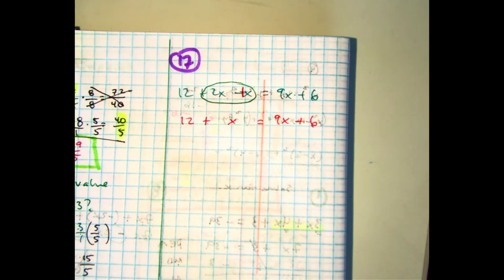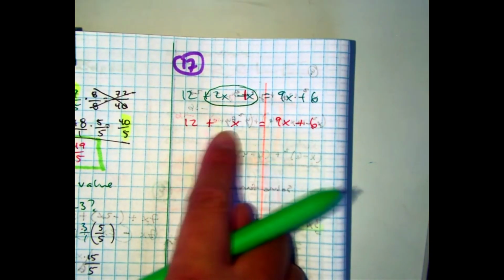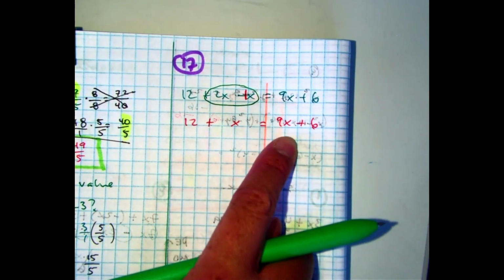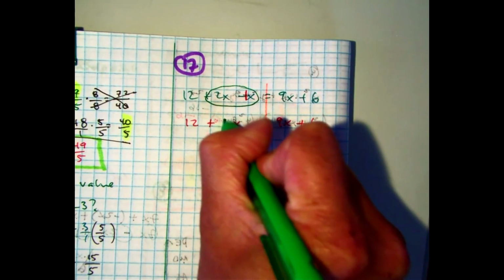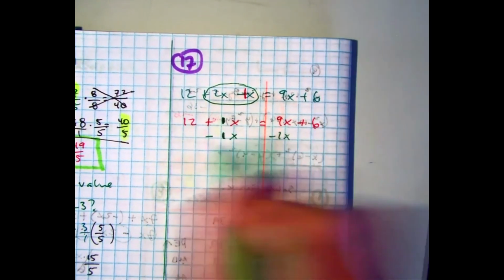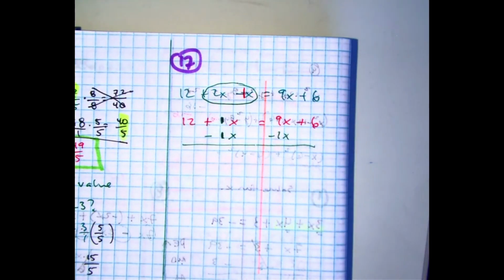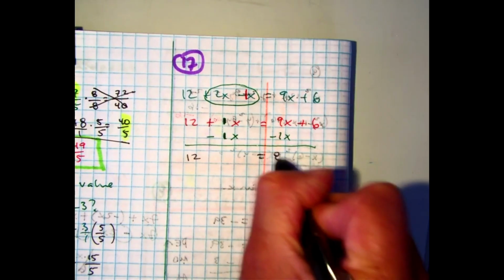Isaac, what should we do next? You should get rid of the x on the left side and add it to the right. How do I move this x to the other side? Negative x. So you can think of that as a 1. So the opposite of positive is a negative. Isaac, can you tell us what's left? 12 equals 8x plus 6.